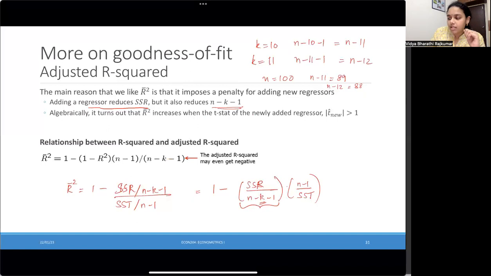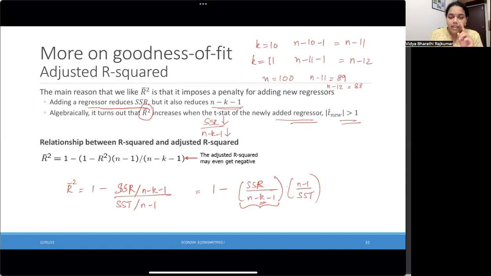So what's happening? In the SSR by n minus k minus 1 term, your SSR is falling, n minus k minus 1 is also falling. So we don't quite know what is happening to that entity as such. And we're not going to go into the details, but this is the way in which the penalty actually works. In fact, there's an algebraic proof to show us that R bar square will actually increase only when the t-stat of the newly added regressor is greater than 1 in absolute terms.